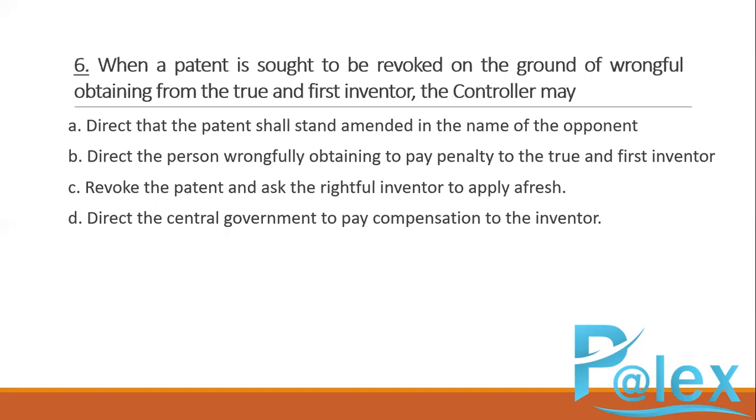Question 6. When a patent is sought to be revoked on the ground of wrongful obtaining from the first and true inventor, the controller may: option A, direct that the patent shall stand amended in the name of the opponent. B, direct the person wrongfully obtaining to pay penalty to the true and first inventor. C, revoke the patent and ask the rightful inventor to apply fresh for a new patent. D, direct the central government to pay compensation to the inventor. The correct option in this case is A.